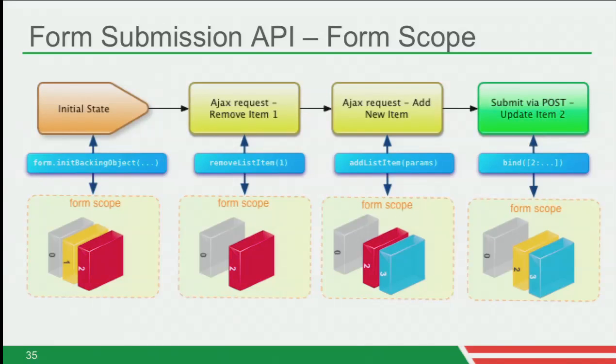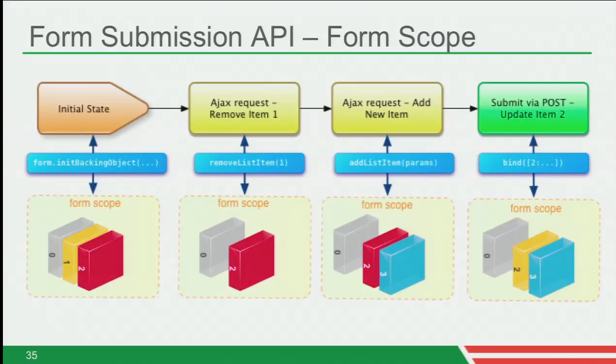So to illustrate what exactly the workflow for doing this might be, let's imagine we're dealing with a form to modify a list of phone numbers. In our initial form, we see that from the database we've got 3 phone numbers. We want to initialize our form scope with those 3 phone numbers as the form backing object. And so that's living in the session linked with a unique token.